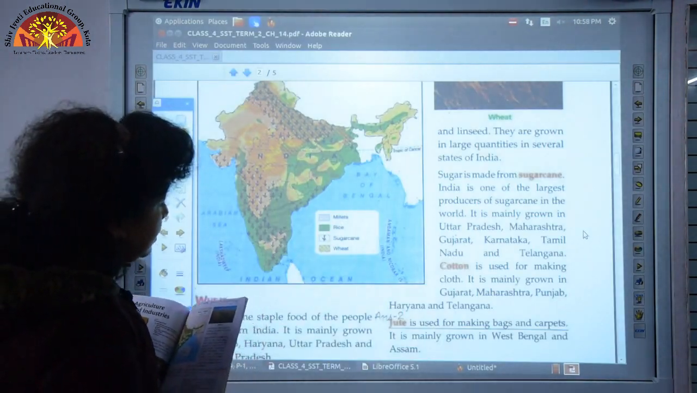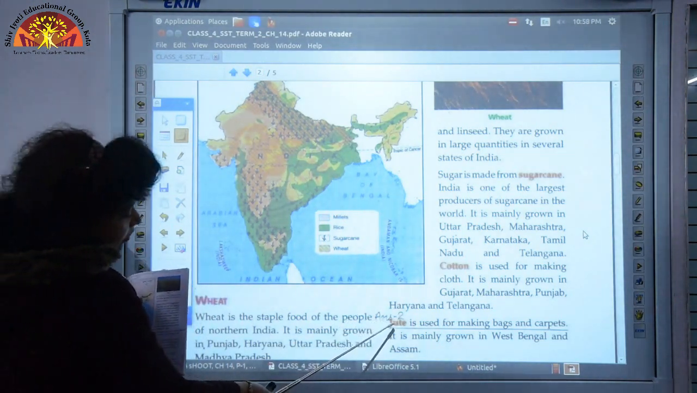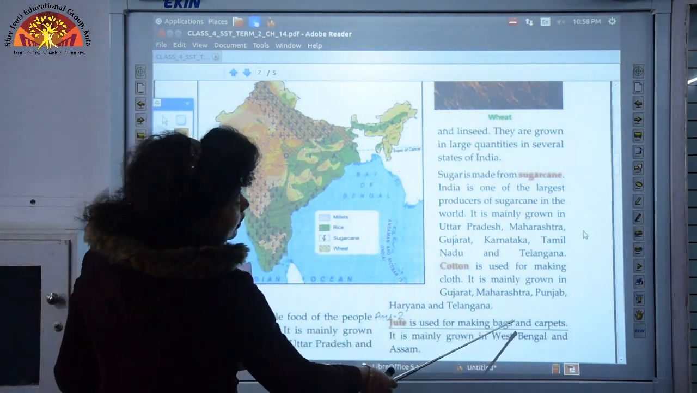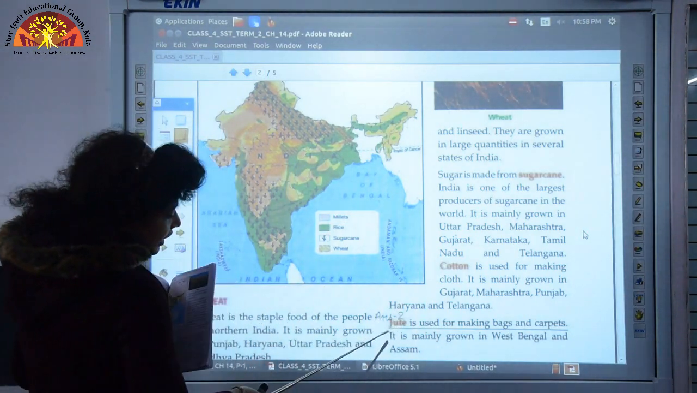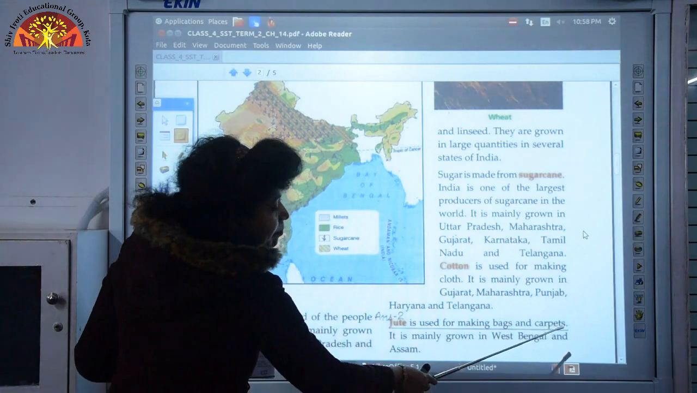And the answer is located right here. Okay, jute is used for making bags and carpets. I want you to write answer 2 here and underline the answer in pencil.